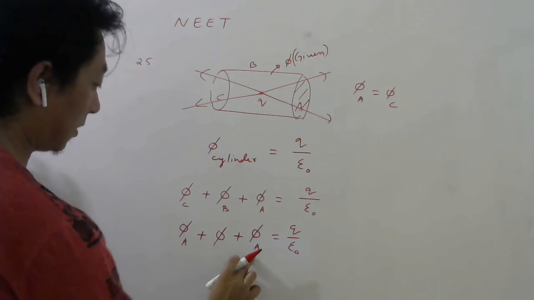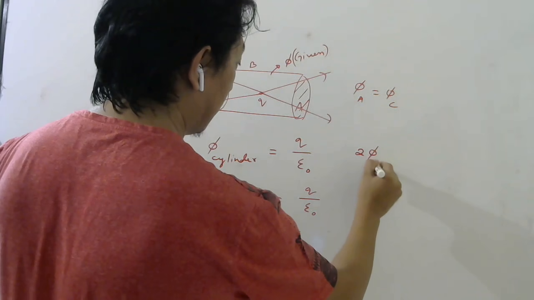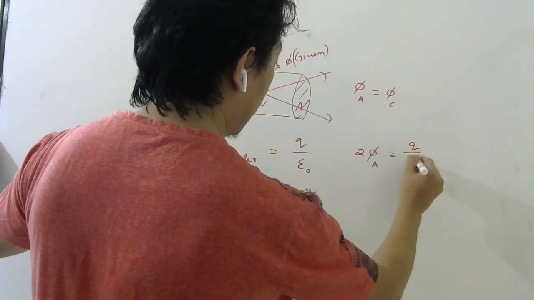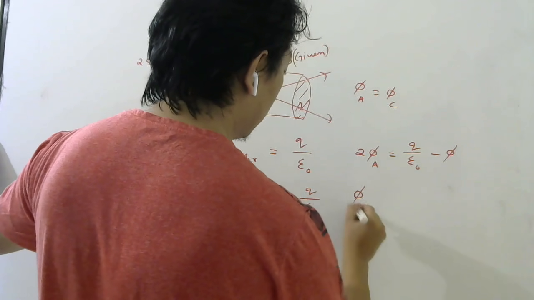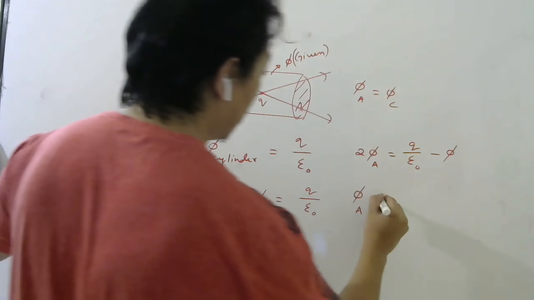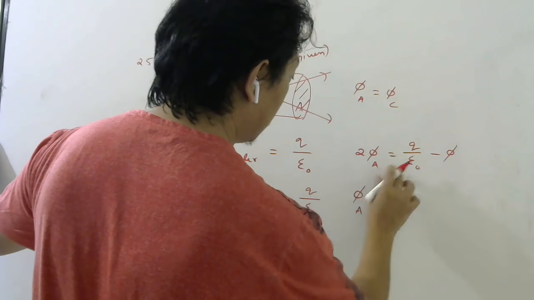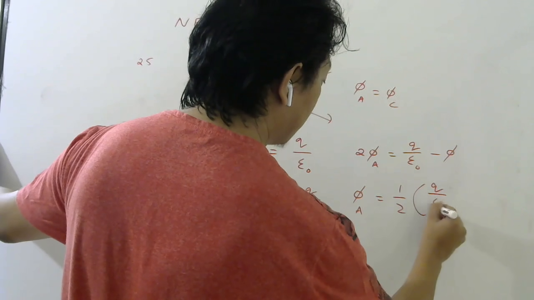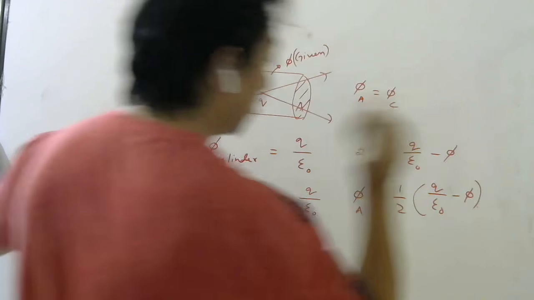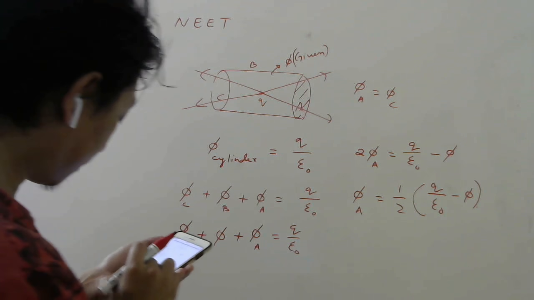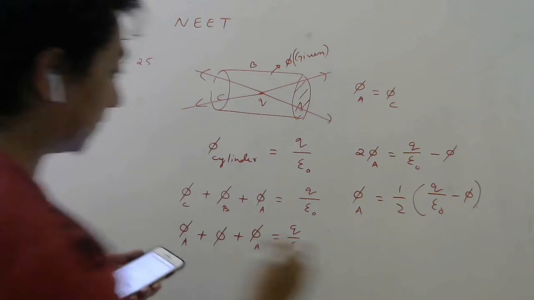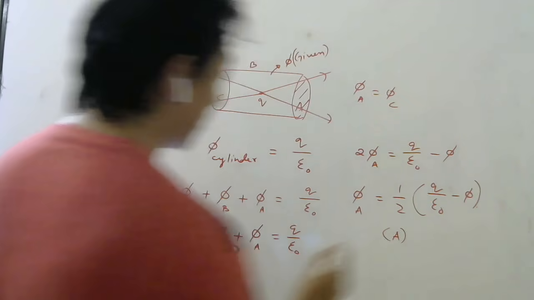So phi A plus phi A will be 2 phi A equals Q by epsilon naught. Take this phi that side, minus phi. So flux through this flat surface will be how much? Half of, bring this to this side, Q by epsilon naught minus phi. So, beautiful question. What is the right answer? Right option? Option A. Okay, so it's a good question, simple.